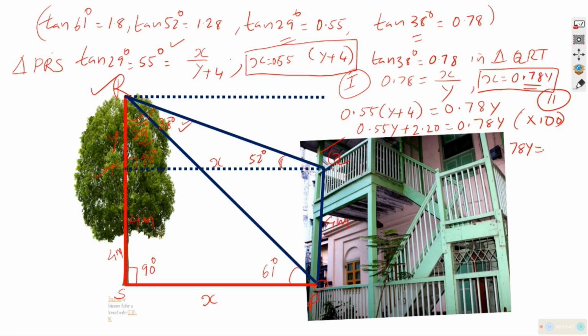78y is equal to 55y plus 220. I am going shortcut to save time. 78 minus 55 is equal to 23y is equal to 220. Oh, if it was 231 it would have been easy. y is equal to 220 upon 23. तो हमको जो चाहिए मिल रहा है इसलिए मैं खुश हूँ.